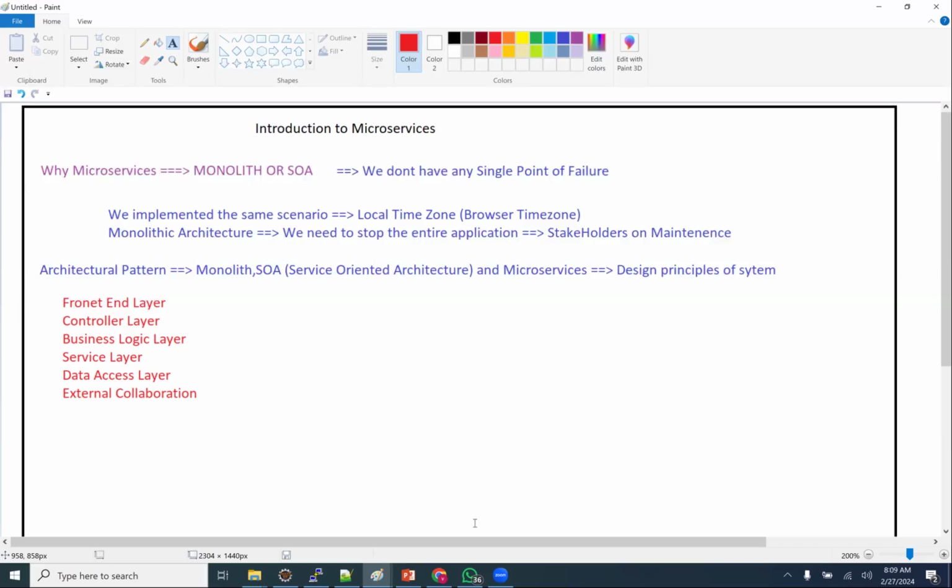Just like the example I took: home loan. If you have a problem in home loan, you should stop only home loan. The remaining things, savings account, current account, deposits, withdrawals, have no impact. Just like the corporate hospital: a leg problem means the leg only, why the brain? Right, that's the point. Okay.